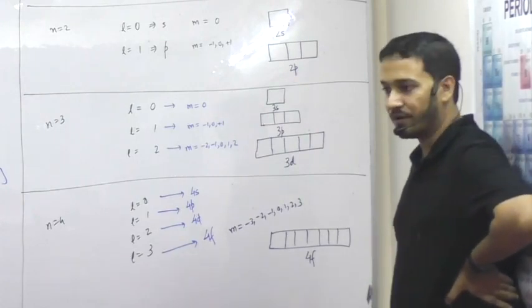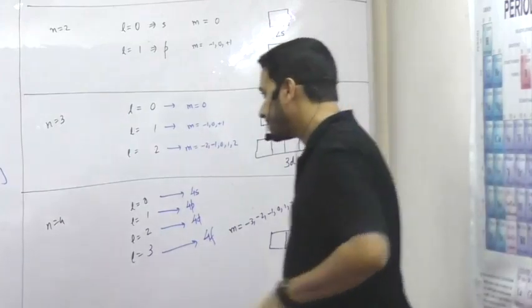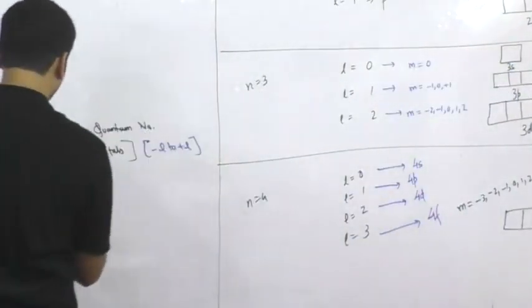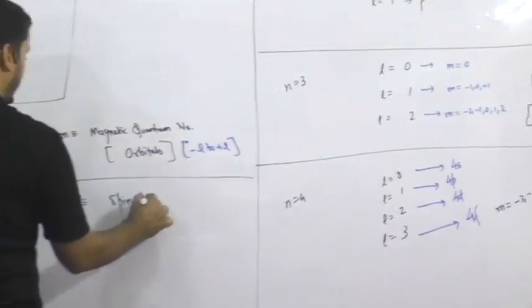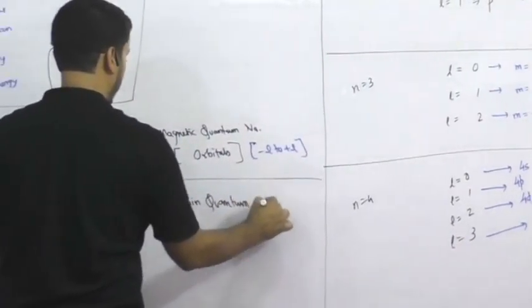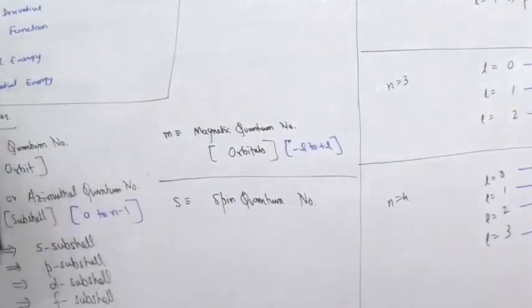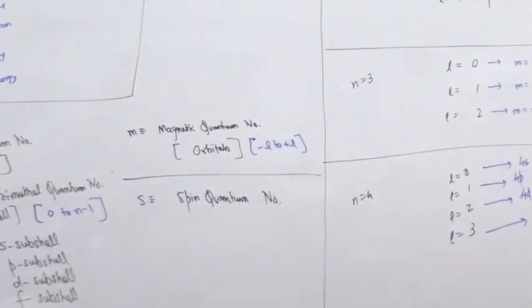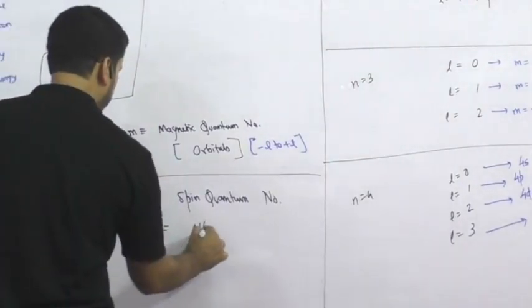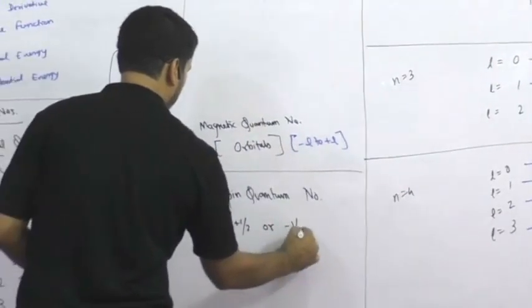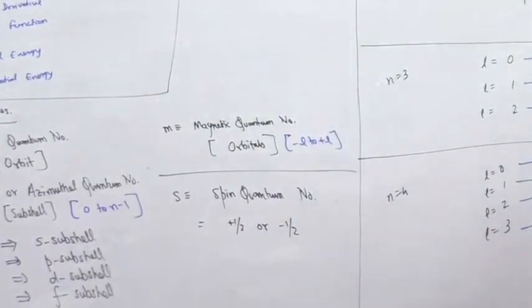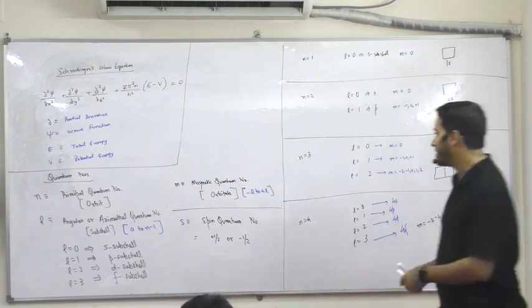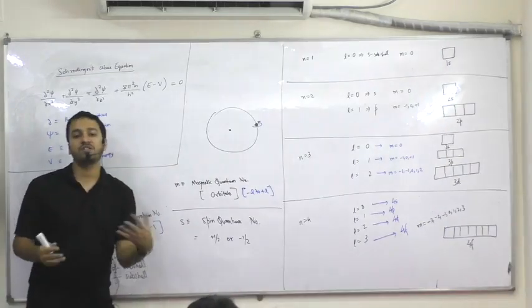What I am teaching right now is very important. Now, we have a fourth quantum number s. This is known as the spin quantum number. This spin quantum number has two values. It could be plus half or minus half, which represent the two spin states of the electron.